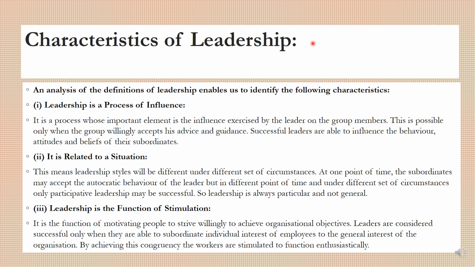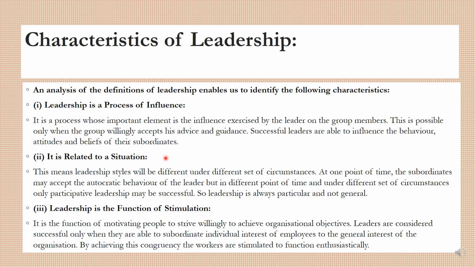Then we come to characteristics of leadership. An analysis of the definitions of leadership enabled us to identify certain characteristics. The first one is leadership is a process of influence. So he is going to influence others. It's a process whose important element is the influence exercised by the leader on the group members. This is possible only when the group willingly accepts his advice and guidance. Successful leaders are able to influence the behavior, attitudes, and beliefs of their subordinates.